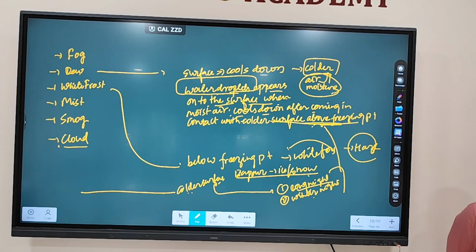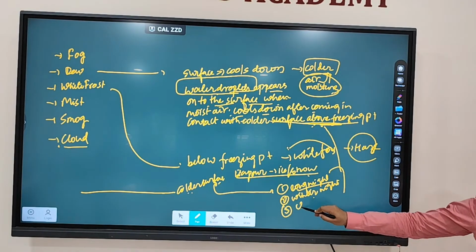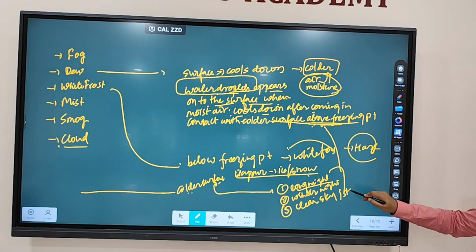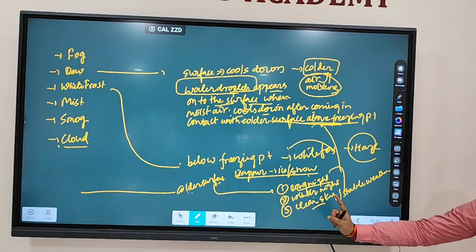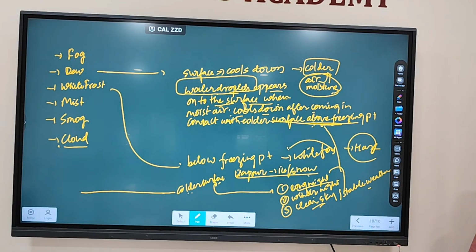Now, as we discussed, when the earth cools down, you need to have which type of sky? Clear sky and stable weather. Why clear sky and stable weather? Because as we discussed in the last class, if clouds are there, then what will happen? They will reflect the heat. So earth will not cool down. So for a long night, for having a colder surface, you require a clear sky, you require stable weather to happen.